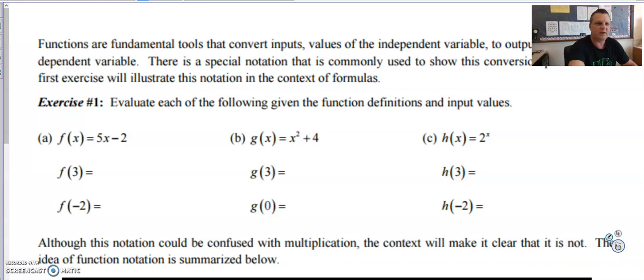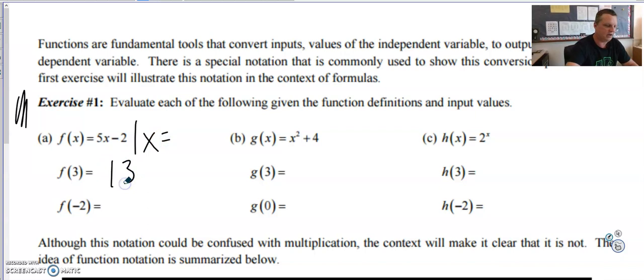values of the dependent variable. There's a special notation that's commonly used to show this conversion process. First exercise will illustrate this notation in the context of formulas. Okay? Evaluate the following. This is just your "such that." X equals. So we have 3 and negative 2.